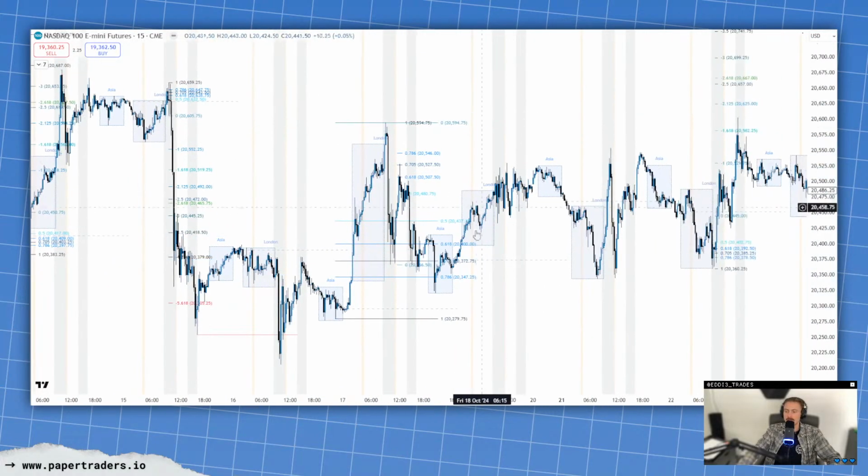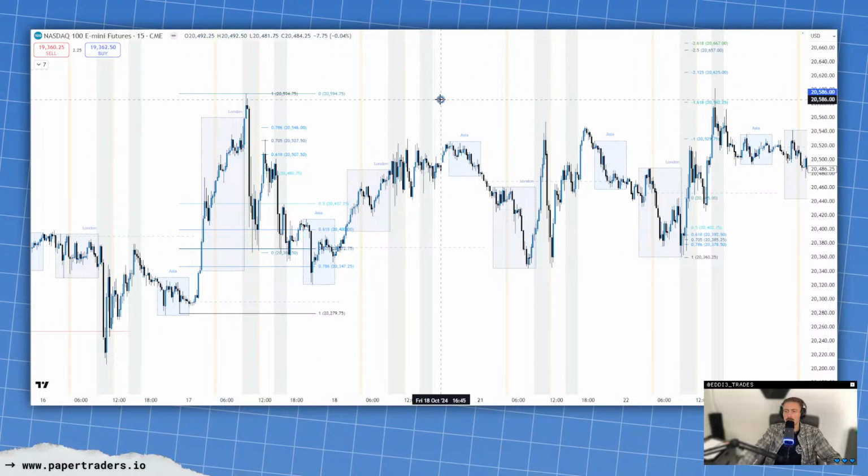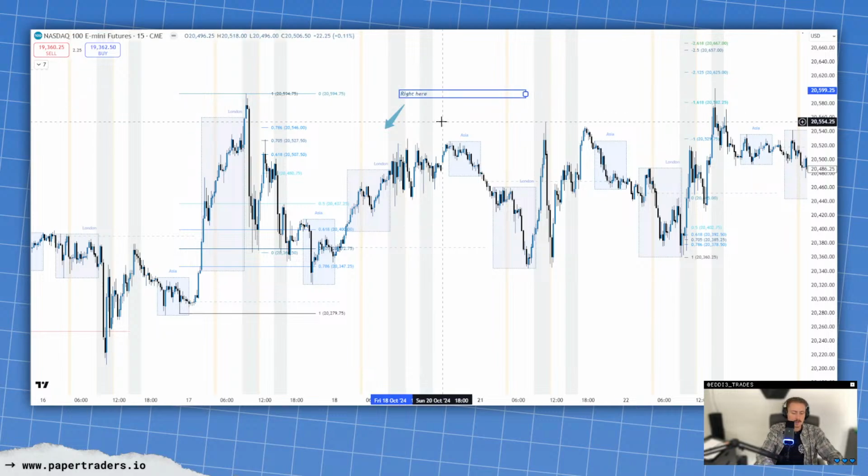Same things that we talked about yesterday with journaling, right? You want to do a little arrow and explain to yourself, okay, right here, price took liquidity and we could not displace, blah, blah, blah.